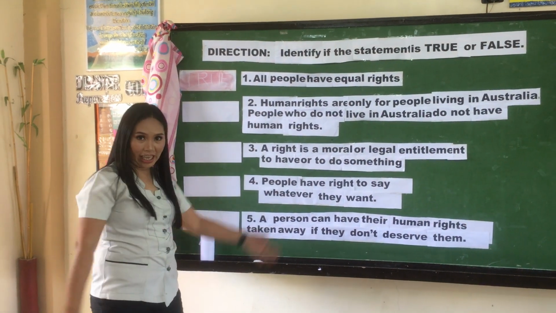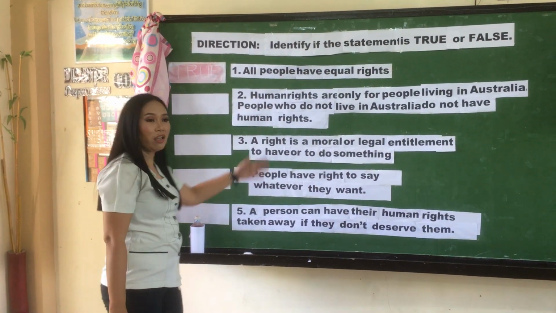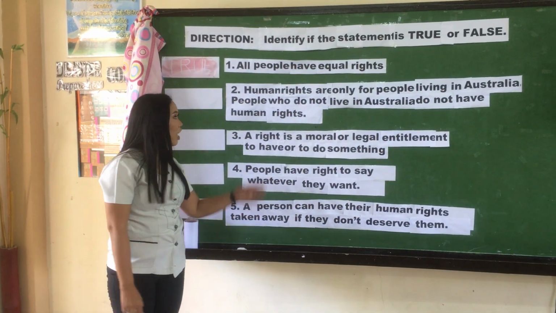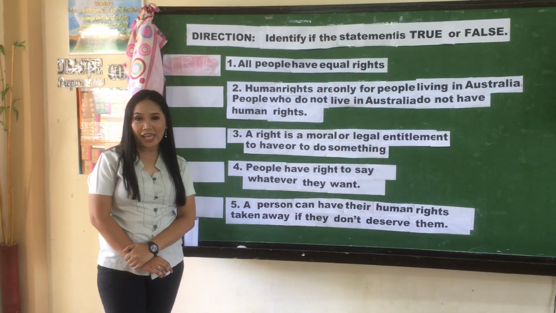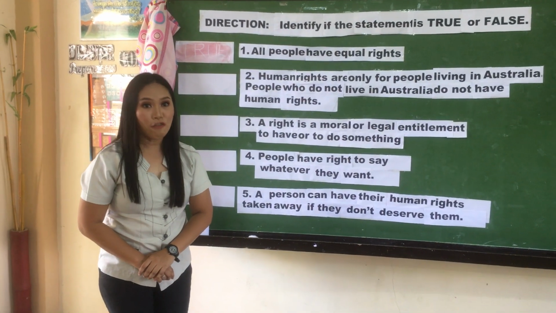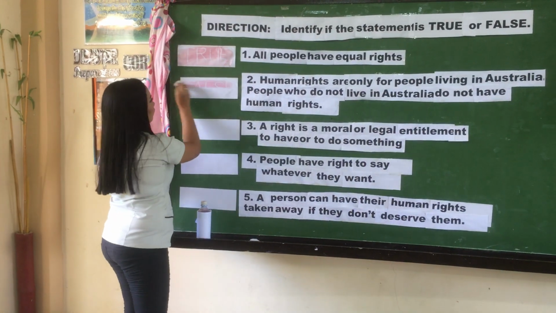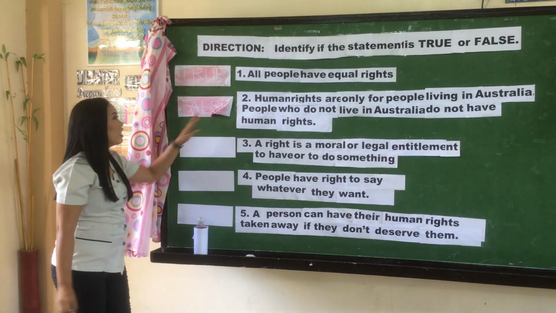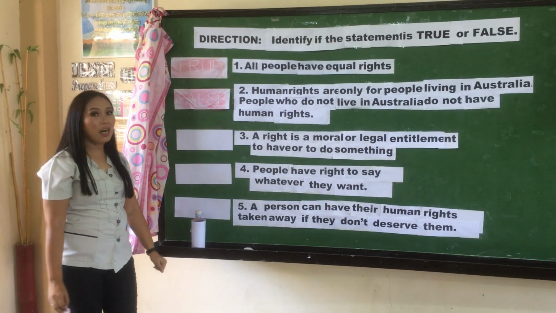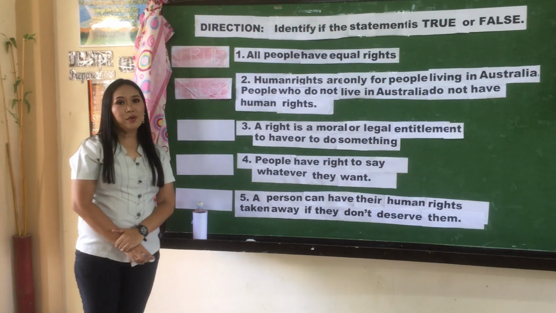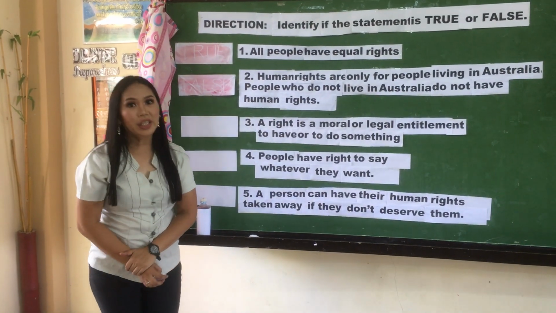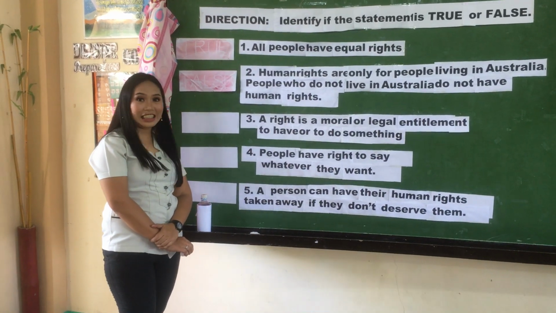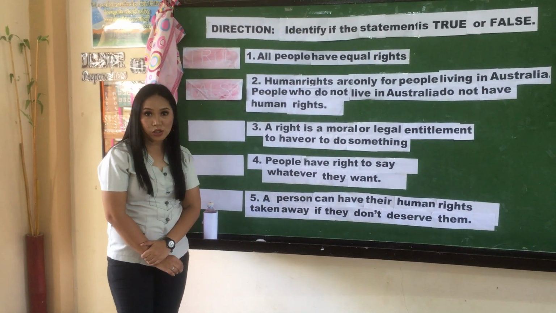Number 2, can you read? Human rights are only for people living in Australia. People who do not live in Australia do not have human rights. What is your answer? Is it false? Let's see if it's correct. Very good. The statement is false because human rights are for everyone, no matter who you are or where you live.